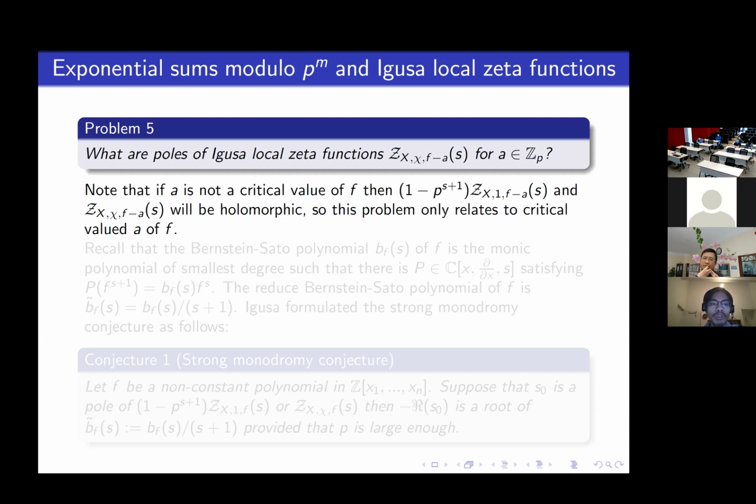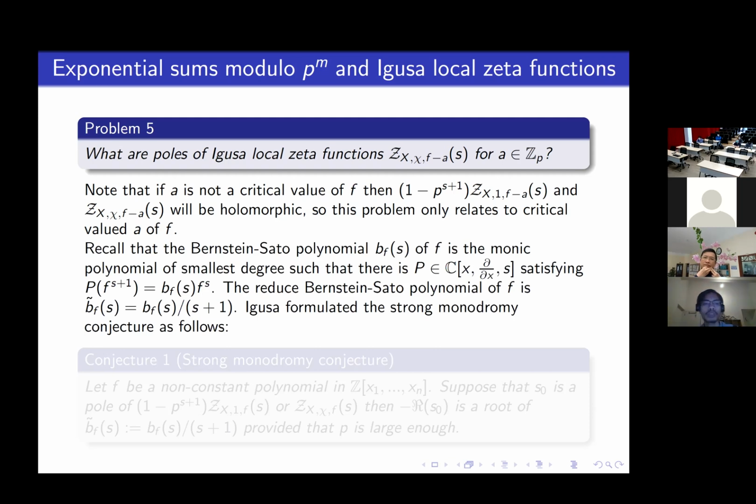So I would recall a bit about the Bernstein-Sato polynomial of f. It is denoted by b_f(s), is a monic polynomial of smallest degree such that there is a P in the ring of differential operators in x, d over dx, satisfying P f^(s+1) = b_f(s) f^s.